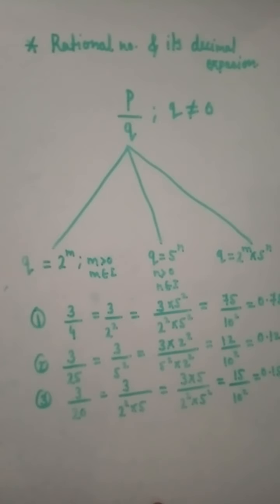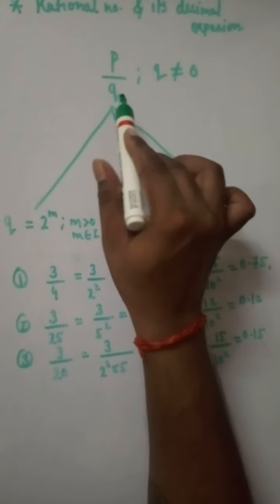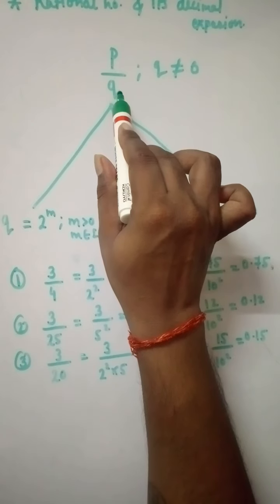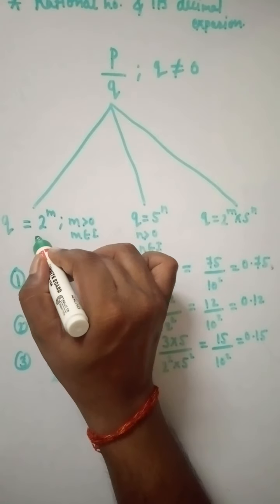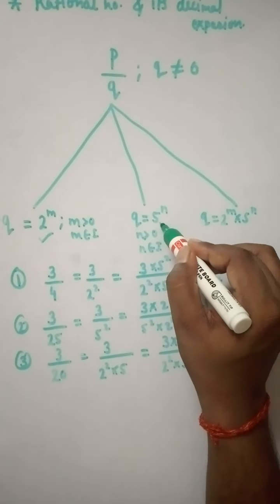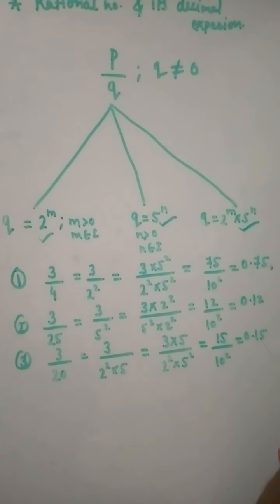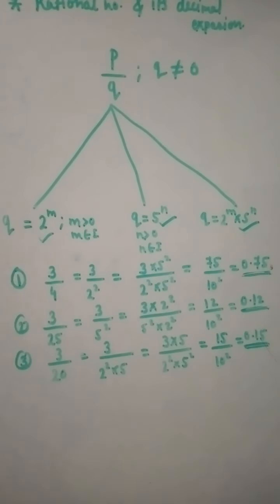Which means 0.15. What I wanted to tell you all, and I emphasize this: whenever the denominator q of the rational number is of the form either 2 raised to m, or 5 raised to n, or 2 raised to m into 5 raised to n, your decimal expansion will always be a terminating decimal expansion.